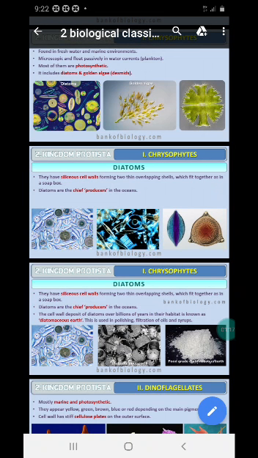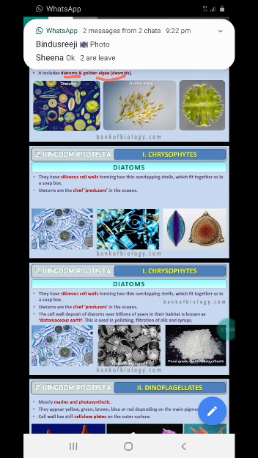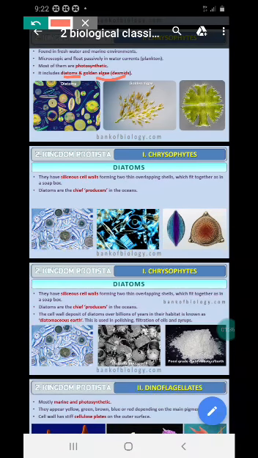The chrysophytes. They are found in freshwater as well as marine environment. And it includes the diatoms and the golden algae, which is the desmids. What are they? It includes the diatoms and the desmids or the golden algae.